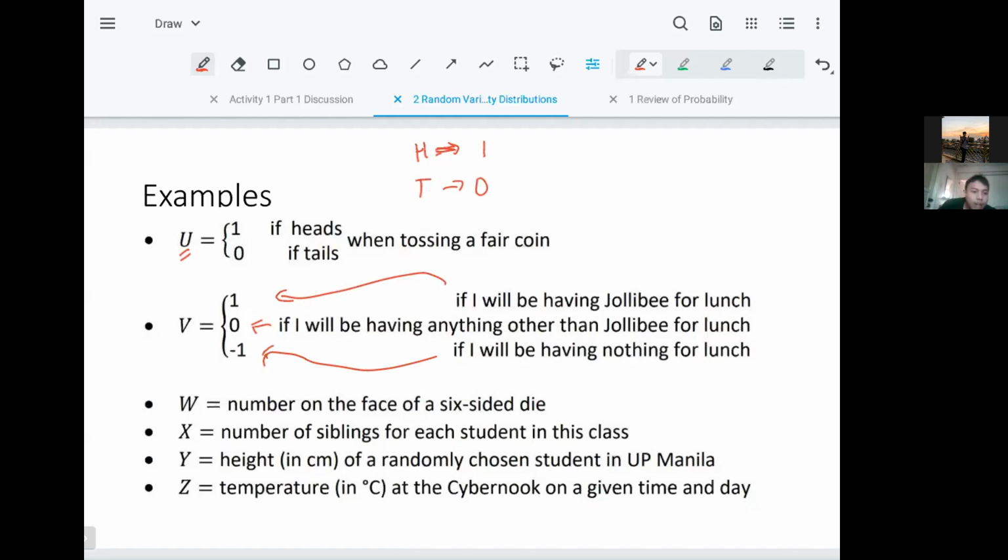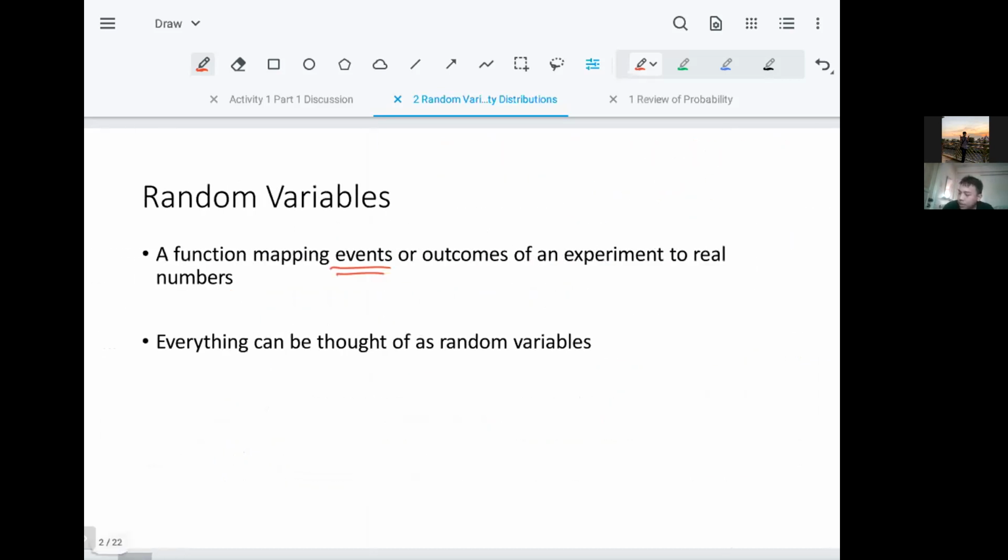And random variable W, ito mas straightforward tingnan. Kapag 1 yung lumabas, 1 yung sagot. Pag 2 yung lumabas, 2 yung value ni random variable. Pag 3, 3, and so on. Pag 6, 6. Sige, so X, Y, and Z are also random variables. So given these examples, it's actually everything can be thought of as random variables.